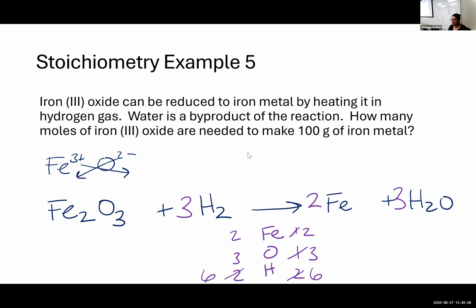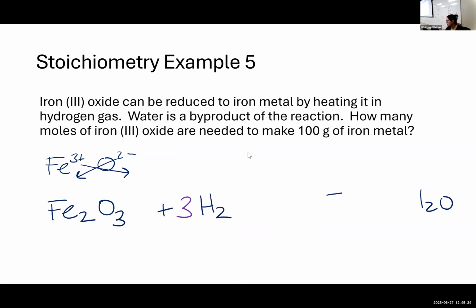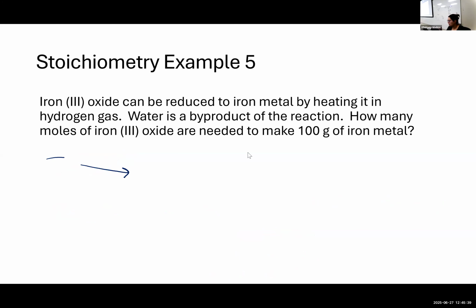Are you capable of doing this? This is going to require a review of 1.7 if you're not able to take that ionic compound, break it up and set it up. If I give you the reaction, the chemical balance, are you going to be able to do it? So that's going to be the first step for these types of problems. I'm going to rewrite it.